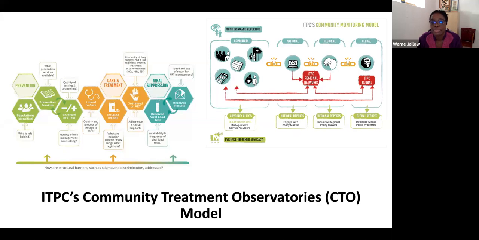The beginning of it is really communities going into healthcare facilities. If you look at the diagram on the right-hand side, they collect information, aggregate that information, and use it to inform either national advocacy, or, if there are a series of community treatment observatories across multiple countries, regional and also global advocacy as well.